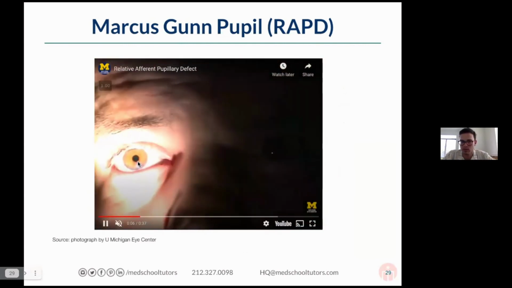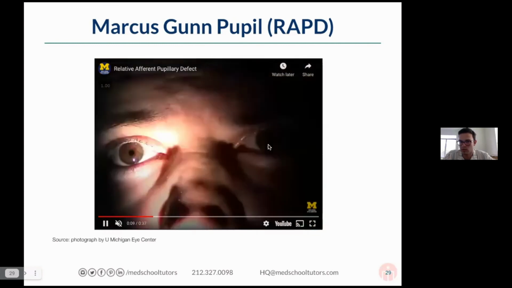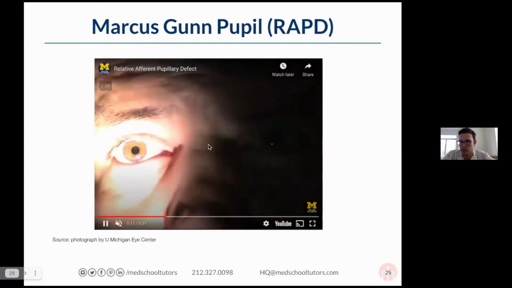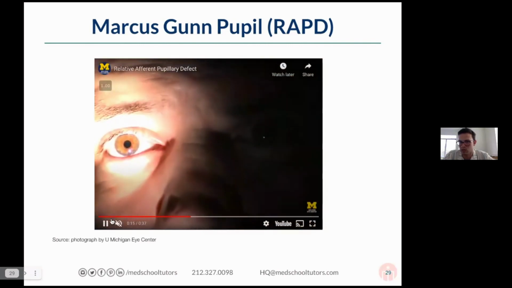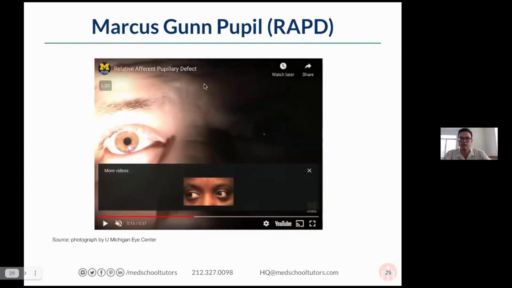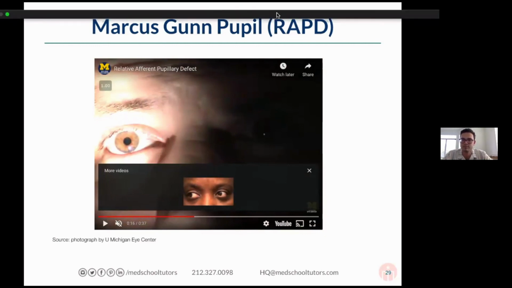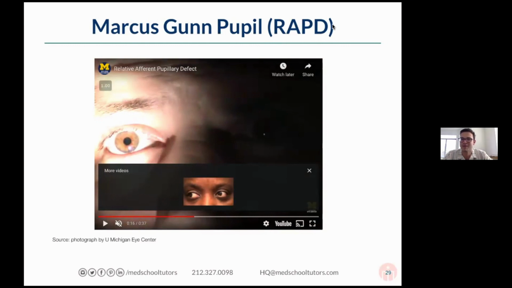Constricting, appears to be dilating with light in it. Which eye is the problem? The left side of the screen would be the patient's right eye, the eye that dilates when light is in it, and the left eye appears to constrict.